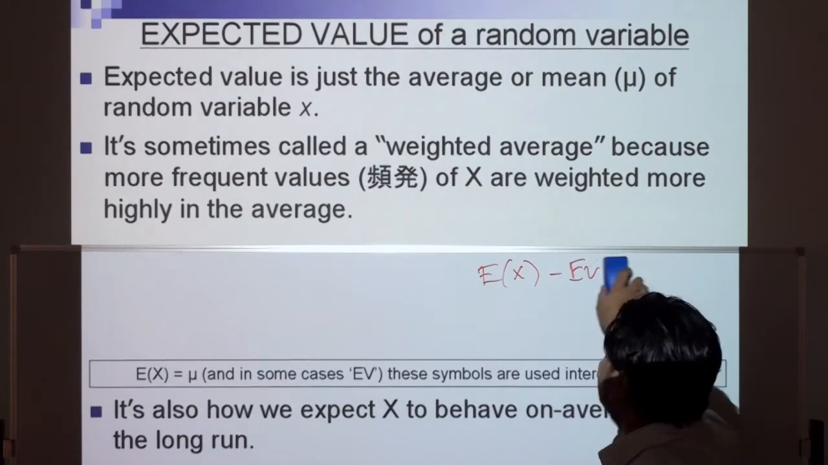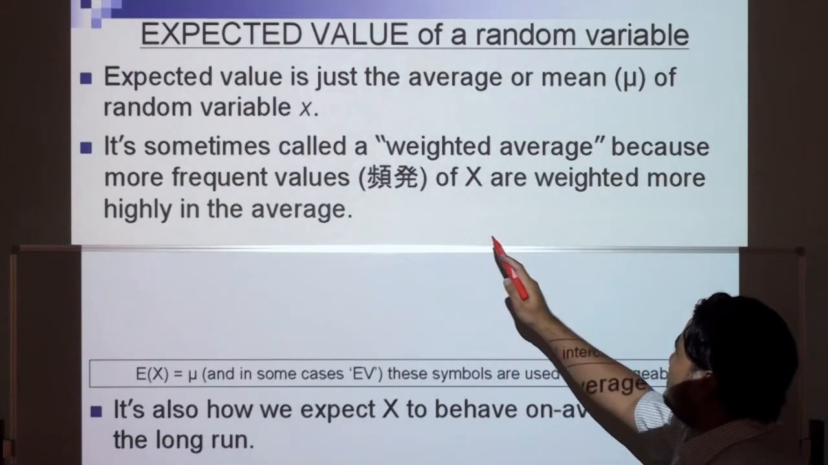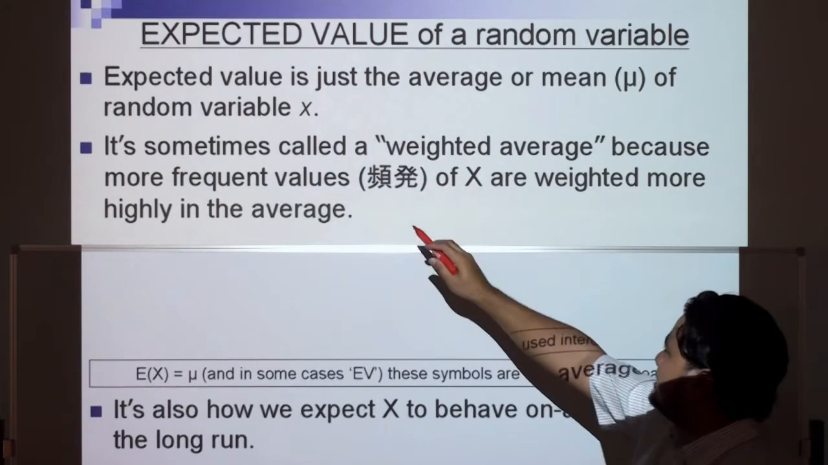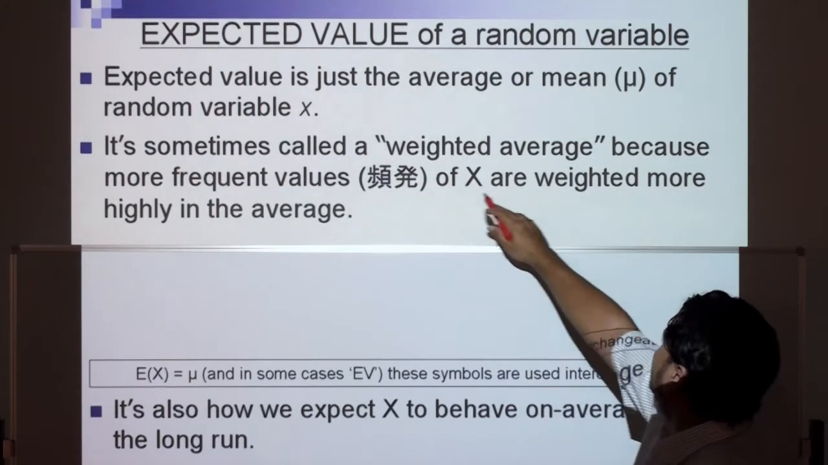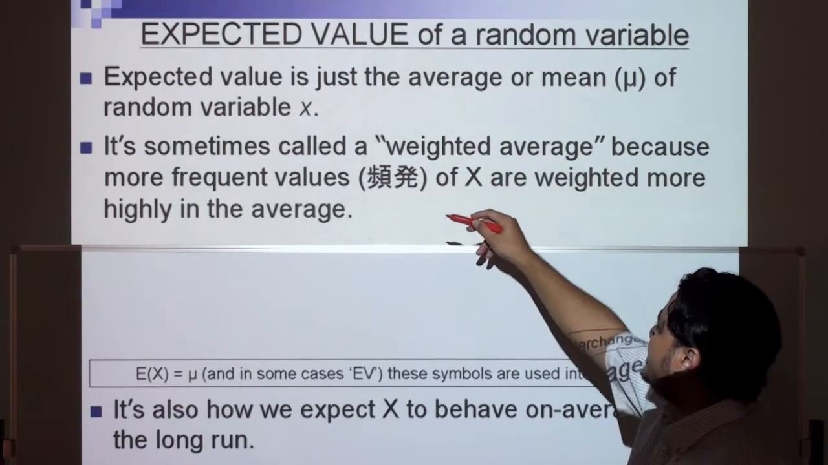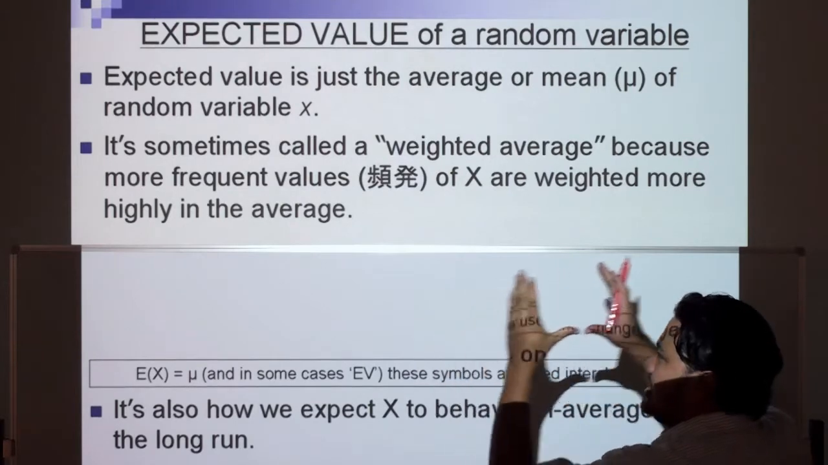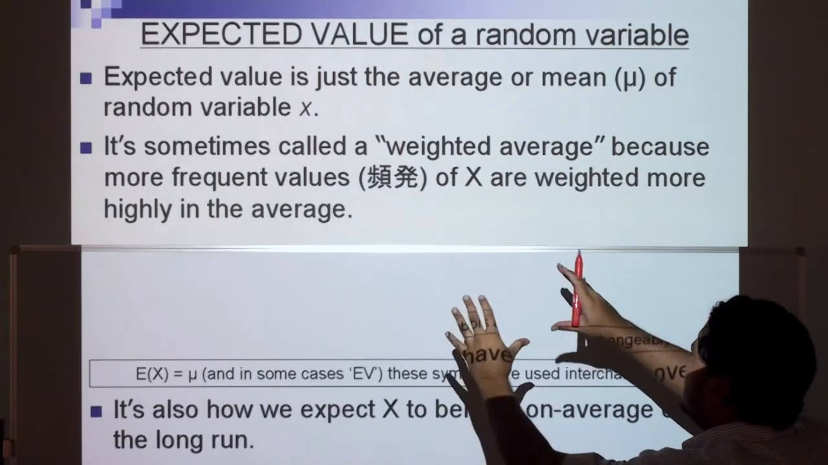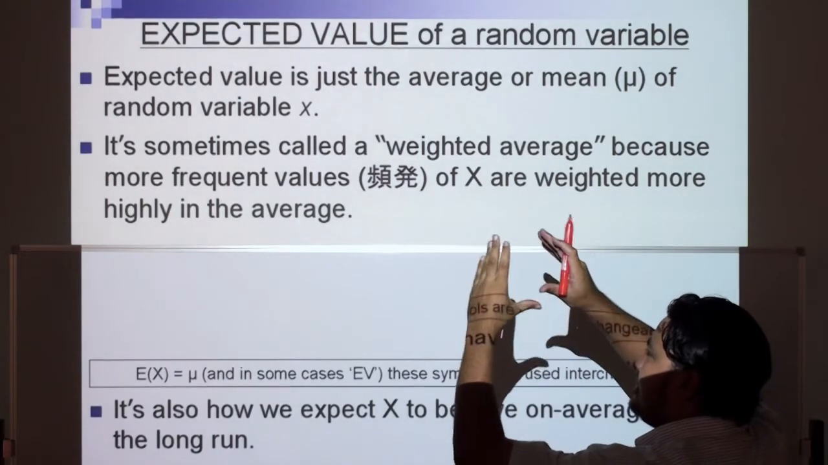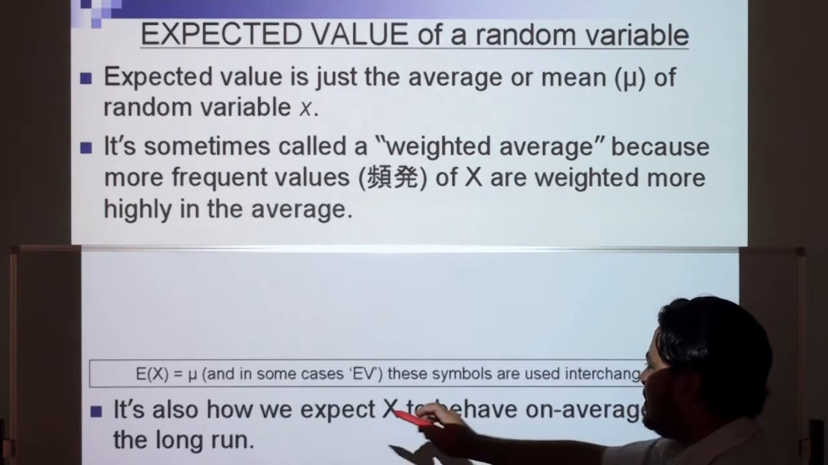Okay, so expected value of a random variable. Expected value is just the average or mean of a random variable x. It's sometimes called a weighted average, because more frequent values of x are weighted more highly in the average. Like we did in our previous example, some are 40%, some are 10%, some are 20%. So there's more weight on the x values with the higher probability percentage.